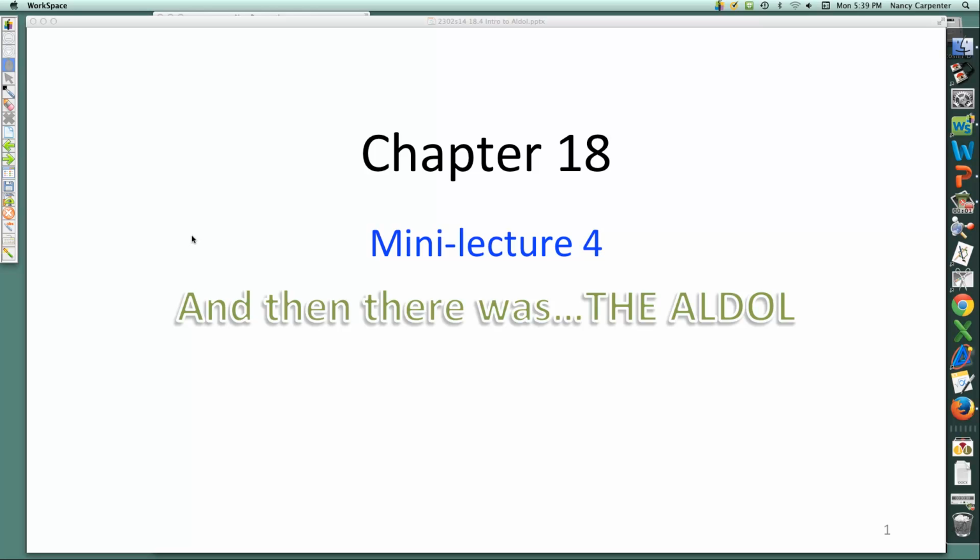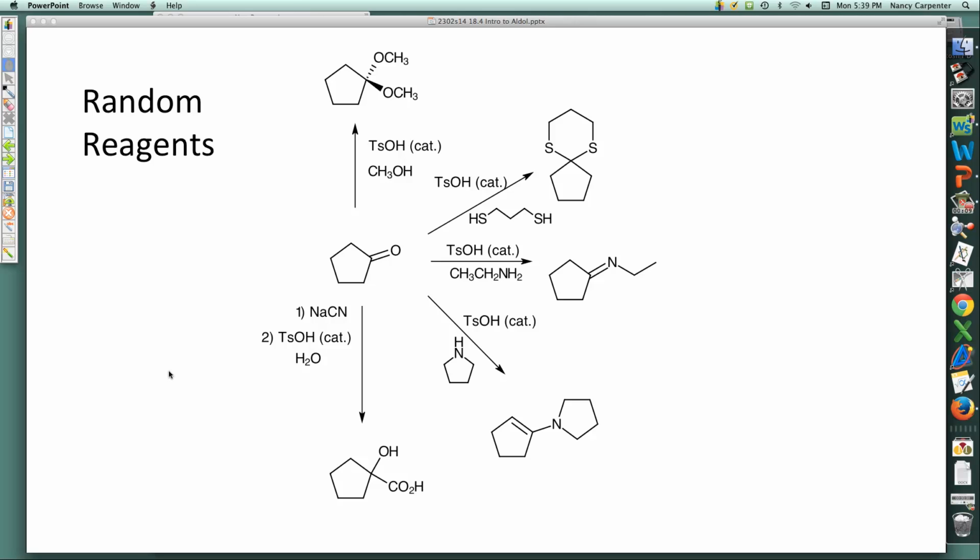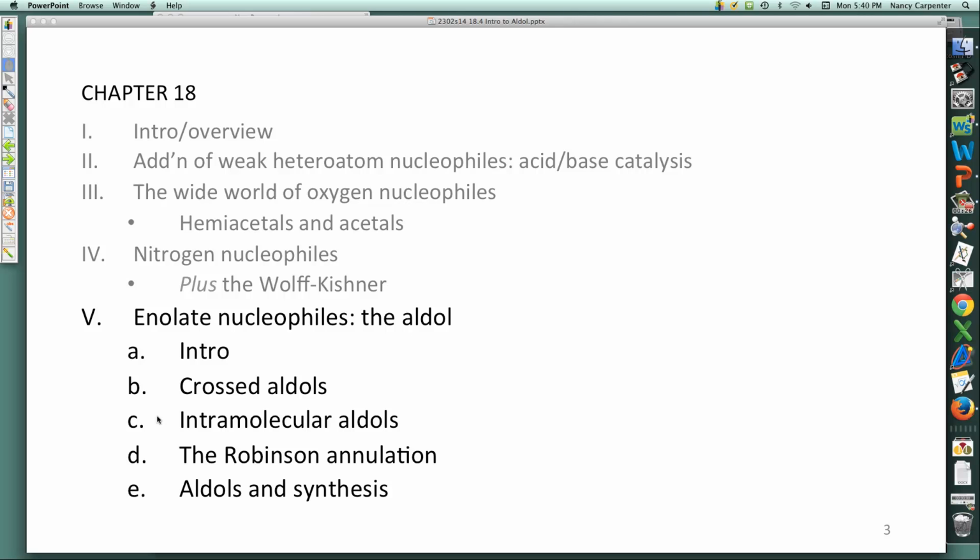Onward we forge into the Aldol abyss. Oh no, it's not an abyss. It's not bad. So the Aldol, we're not going to start with the Aldol. I'm going to give you the key to the random reagents that I gave you at the end of the last mini lecture. So there they are. You can pause this if you want to write them down. But meanwhile, we will forge onward into the Aldol abyss.